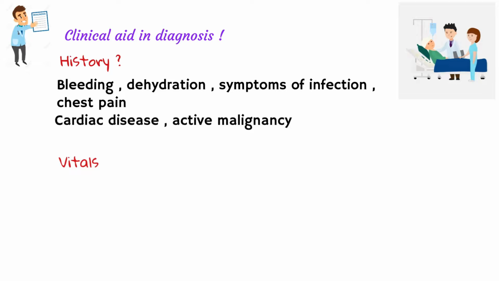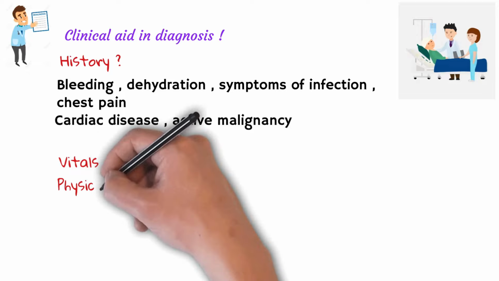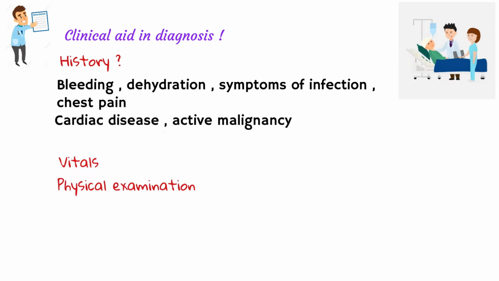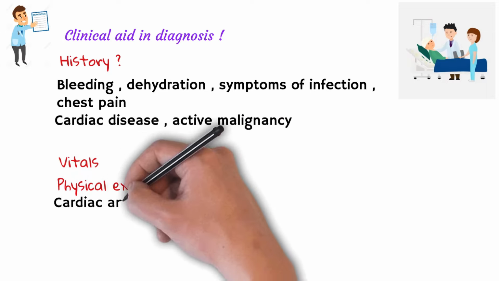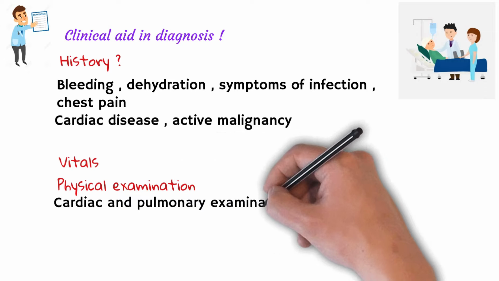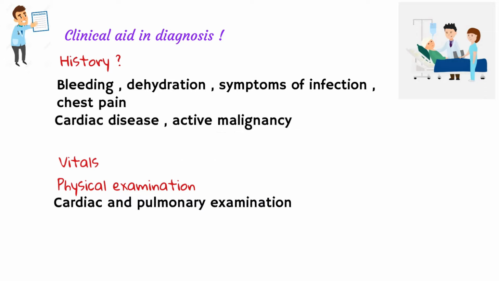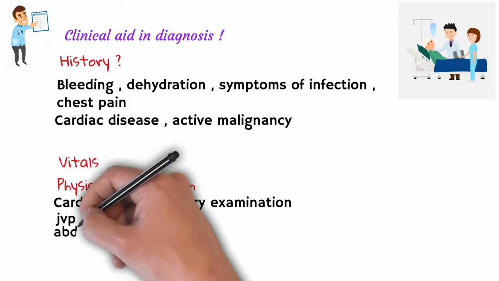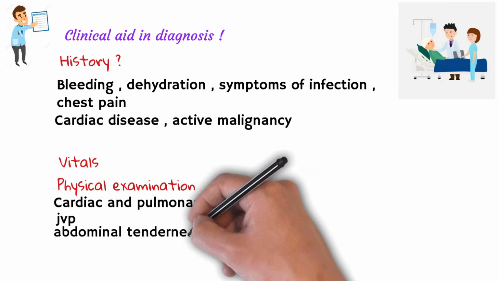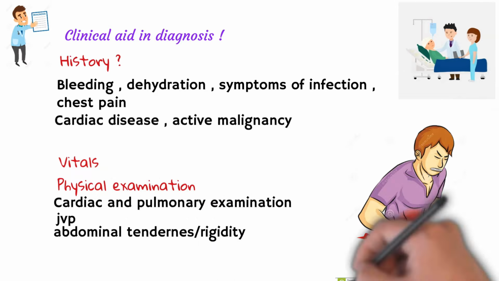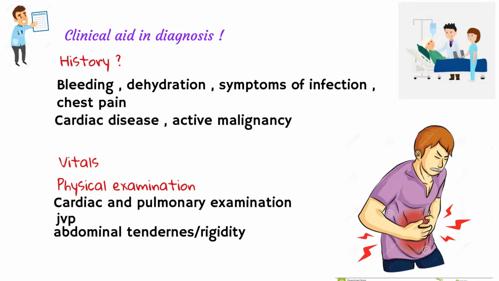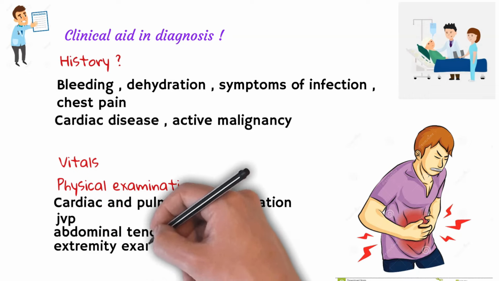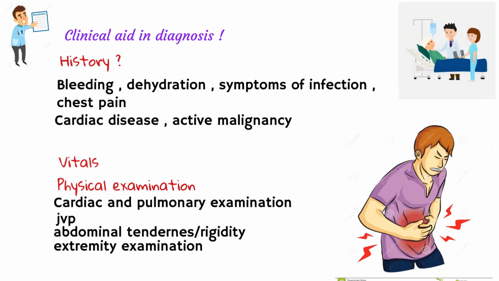The vitals also play a very important role as a clinical aid in diagnosis. Physical examination should also be carried out, in which cardiac and pulmonary examination plays a very important role. Assessment of JVP is very, very important in a patient of cardiogenic shock. Signs of abdominal tenderness or rigidity play a very important role to rule out an intra-abdominal source of infection or intraperitoneal bleeding. Extremity examination should also be done to see whether the extremities are cold or not, and to look for signs of edema.